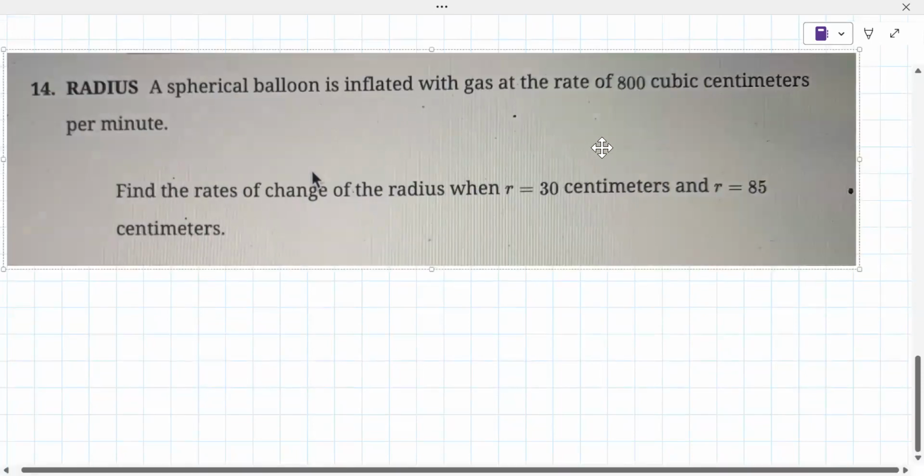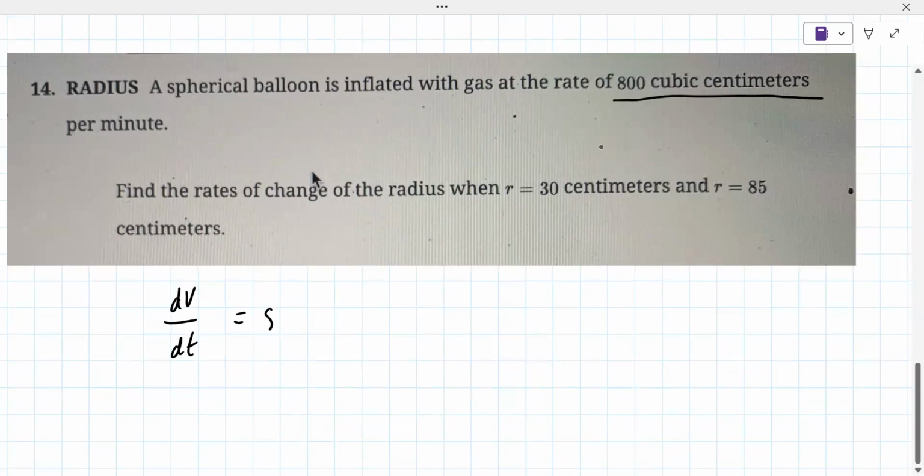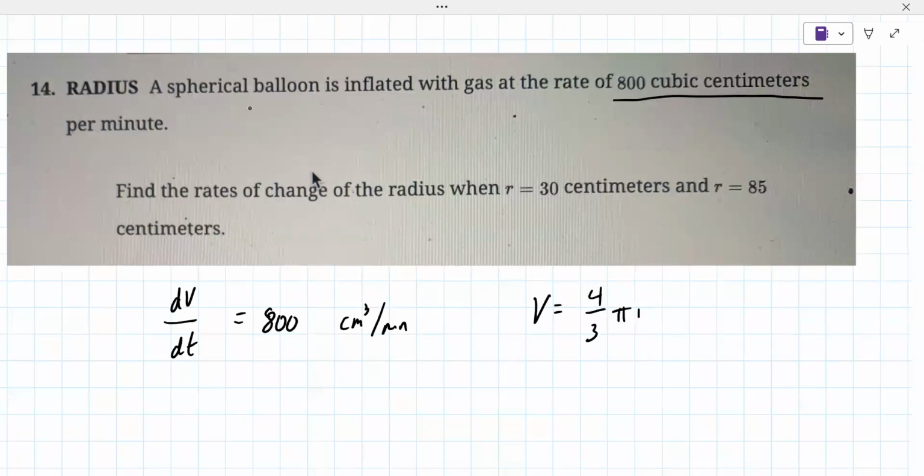A spherical balloon is inflated with gas at a rate of 800 cubic centimeters per minute. So that's your dV/dt. You can tell by the units, it's 800 centimeters cubed per minute. The fact that it's centimeters cubed is an indicator that it's a volume. Because it's a spherical balloon, again, the volume is 4/3 pi r cubed. dV/dt is 4 pi r squared dr/dt, just like in the last problem.